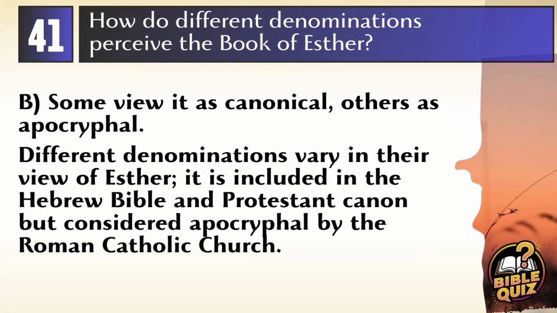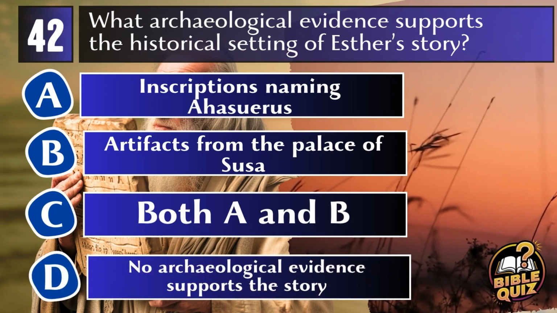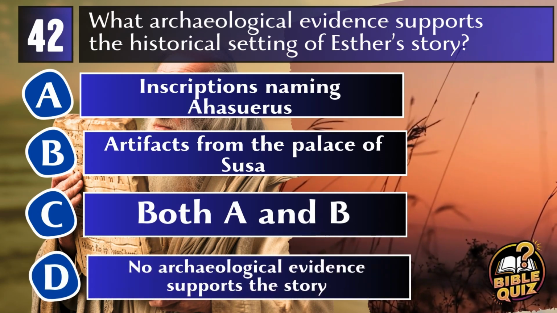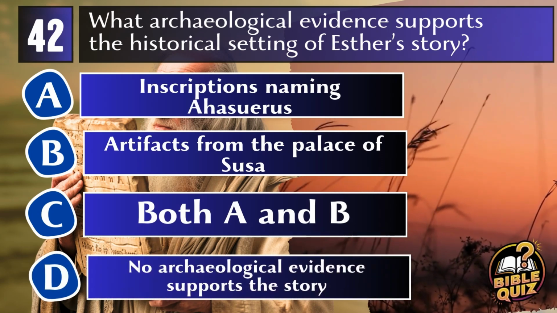Answer B. Some view it as canonical, others as apocryphal. Different Christian denominations have varied perceptions of the Book of Esther. For example, it is included in the Hebrew Bible and Protestant Old Testament, but is considered apocryphal by the Roman Catholic Church. Question 42. What archaeological evidence supports the historical setting of Esther's story?